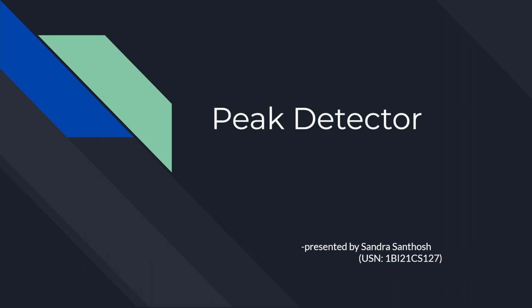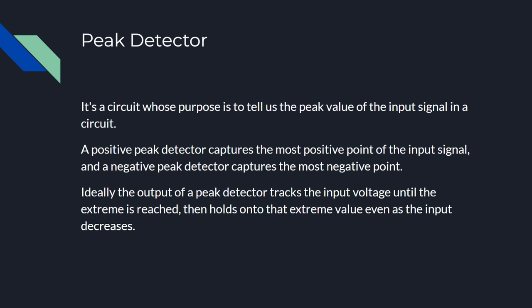This is a topic that comes under module 1 which has to do with BJT biasing and applications of op-amps. Peak detector is one of the several application circuits of op-amps. It is a circuit whose purpose is to tell us the peak value of the input signal in a circuit.